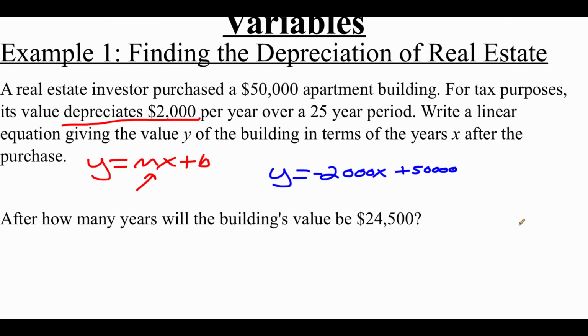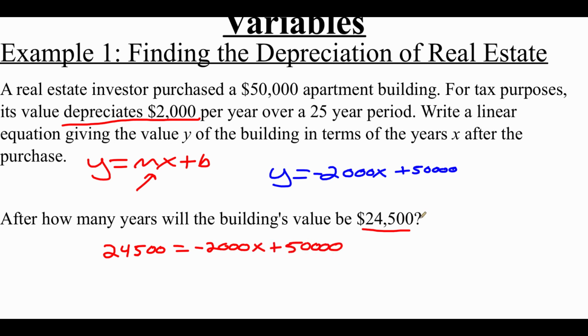Now I'm throwing another part to this problem at you. It asks, after how many years will the building's value be $24,500? So we're going to use that equation that we just wrote out to help us out. Remember, y represents the current value of the building, and we want to figure out when that value is going to be $24,500. So I'm going to plug that in on the left-hand side for my y value. So we've got $24,500 as our y value, and what we're trying to do is solve for a number of years. So we're trying to solve this equation for x.